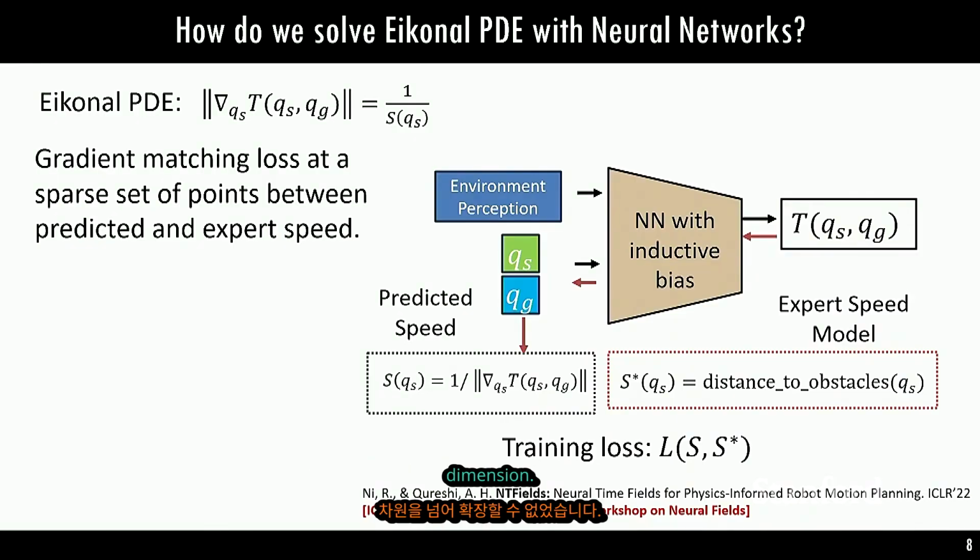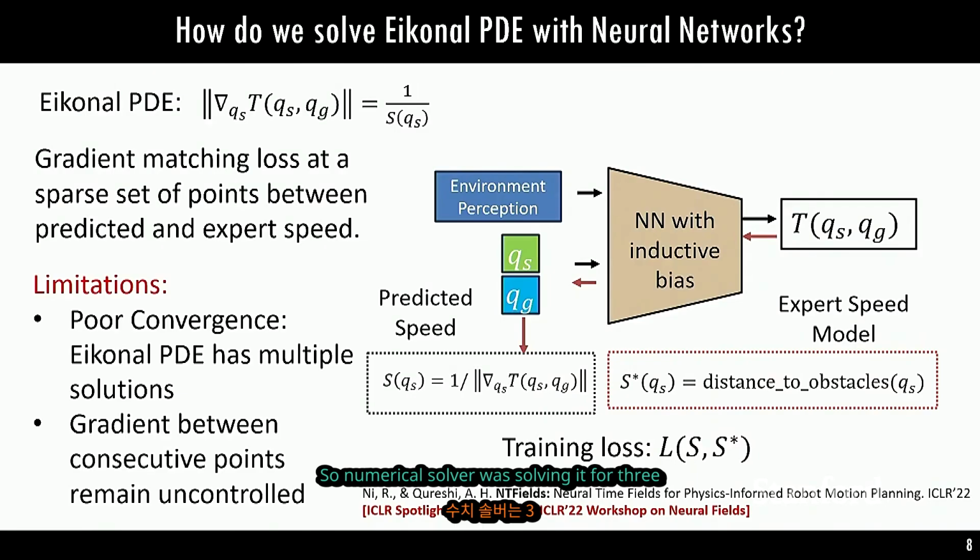method beyond 4 dimensions. So the numerical solver was solving it for 3 dimensions. We showed that, okay, we can do 4 dimensions, but the numerical method could also do 4 dimensions. It was just a little bit faster. And then we started investigating, like, what's the issue? And we found out there are 2 main limitations.